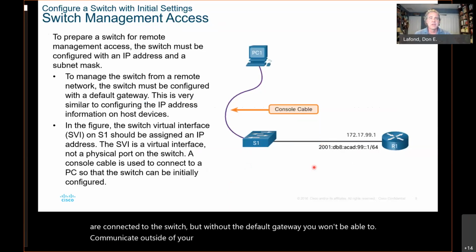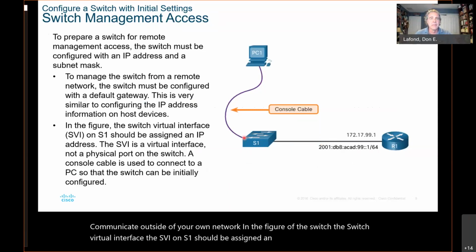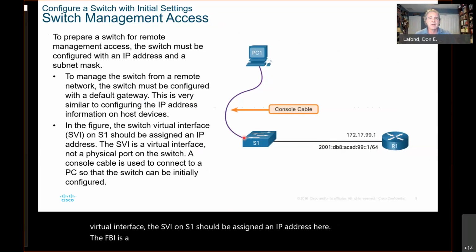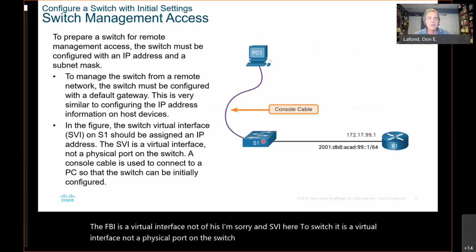In the figure, the switch virtual interface, the SVI, on S1 should be assigned an IP address. The SVI is a virtual interface, not a physical port on the switch. A console cable is used to connect to a PC so that the switch can be initially configured.